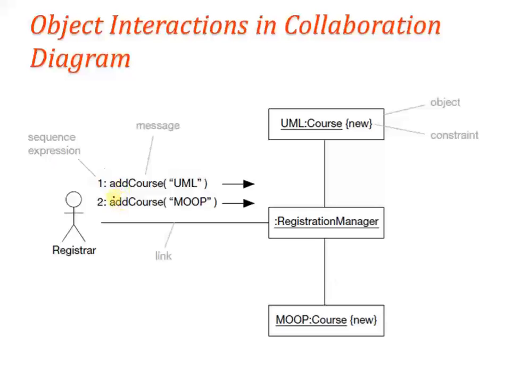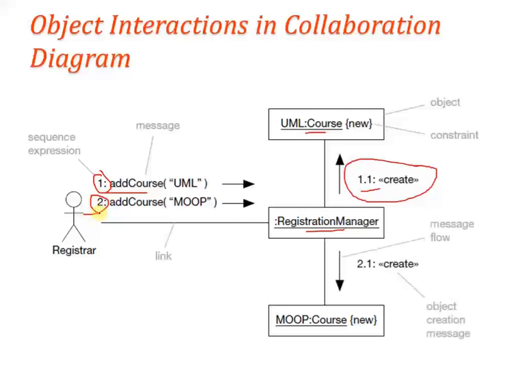And then after completing the first message, you can see another message passed from the registration manager to the new object called UML course, which is the create function. That is 1.1. So after 1 is executed, 1.1 will be executed. Similarly, after message 2 has been called by the registrar by adding the course MOOP, the next message, 2.1, which creates the new course called MOOP, will be executed.